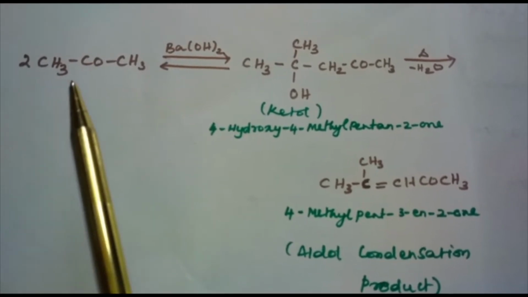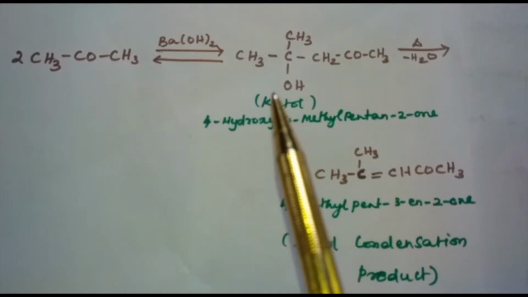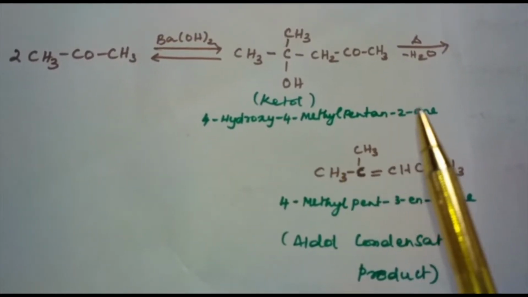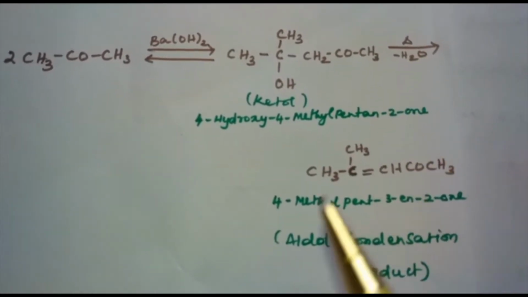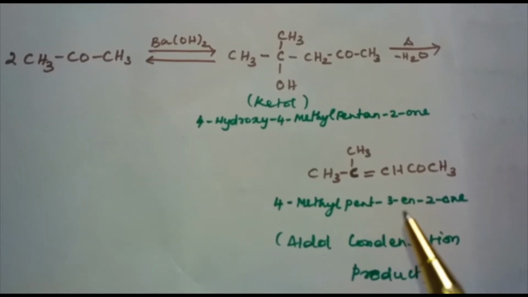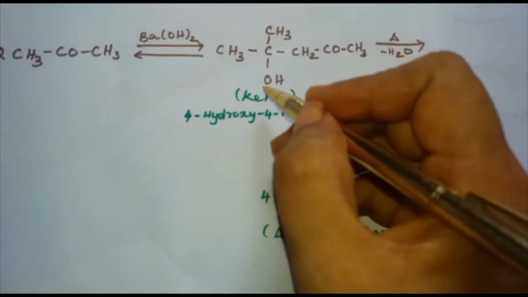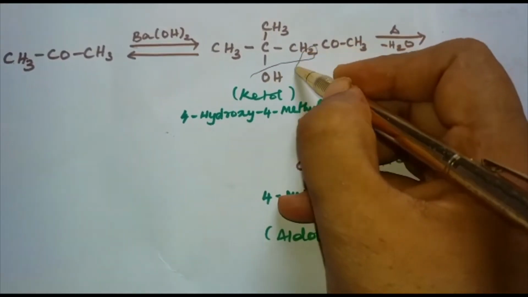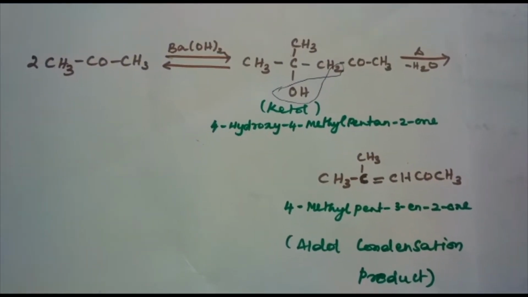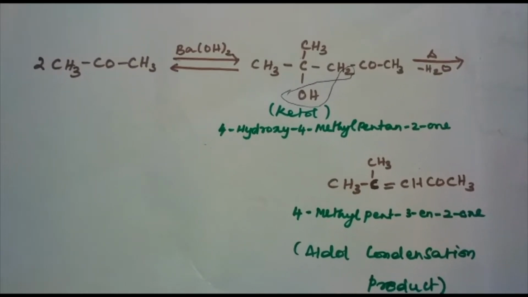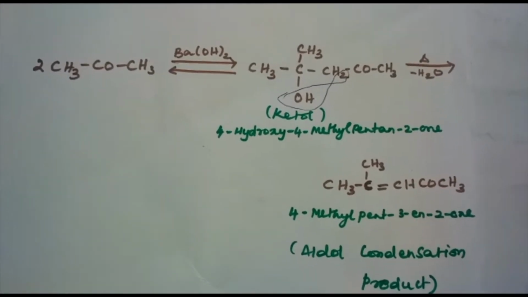Here we are having two molecules of propanone which reacts with Ba(OH)2 to give the ketol, that is 4-hydroxy-4-methyl pentan-2-one. This ketol on heating loses a water molecule to give 4-methyl pent-3-en-2-one. This is the aldol condensation product. Here this loses water molecules like this. So this is aldol condensation, which is found to be very simple in nature. No need to memorize, just understand, you will be able to write this reaction.